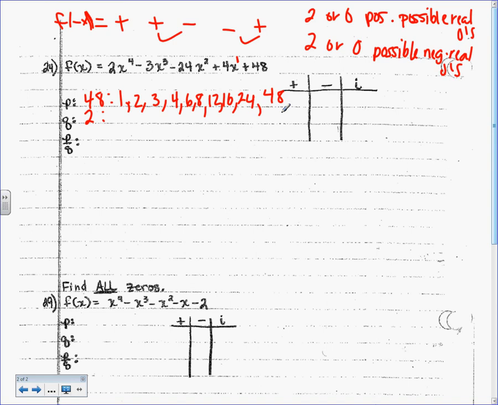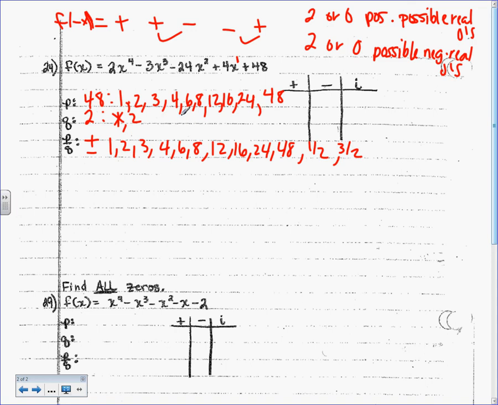So now factors of 2 is just 1 and 2, right? So P over Q is going to be plus or minus in the front of the whole thing. All of these over a 1. So I still need my 1, 2, 3, 4, 6, 8, 12, 16, 24, 48. Okay, I did that over a 1. Now I'm going to do all of them over a 2. So that's going to be 1 half. 2 halves I already have. 3 halves I don't. 4 halves I already have. That's 2. 6. Oh, excuse me.